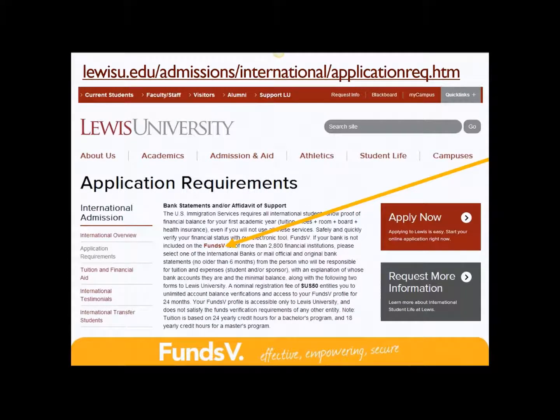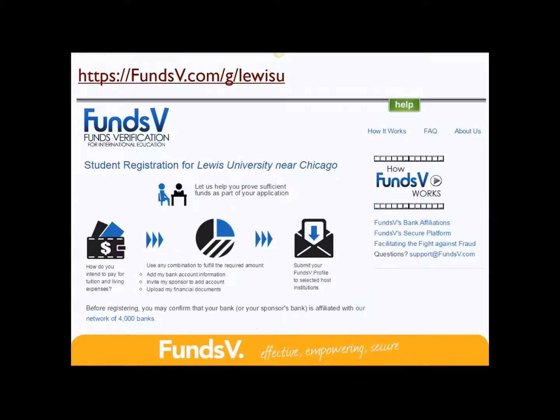In terms of educational institutions using FundsV, Lewis University outside of Chicago participated in our 2-year pilot and continues to use FundsV as their preferred method for students to prove financial capacity. So from the .edu domain, the university explains the requirement and basically says you can prove sufficient funds the old-fashioned way by sending us paper documents, or you can point your online banking data to us through FundsV.